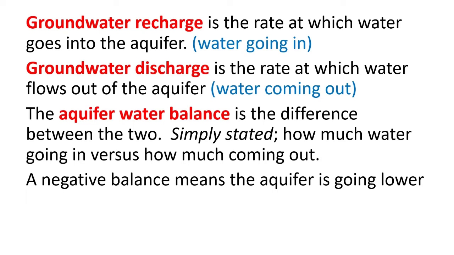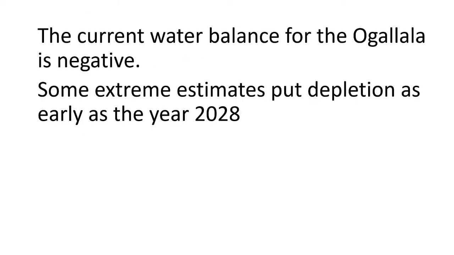A negative balance means the aquifer is going down. You're losing water faster than you can get it back. Some doom and gloom predictions say that by even as close to 2028, we're going to start running out of water in that aquifer to the point where we won't be able to use water like we have been.